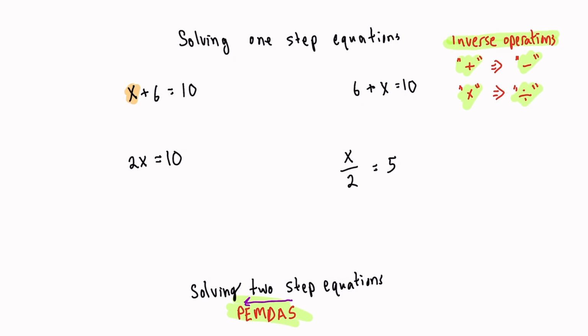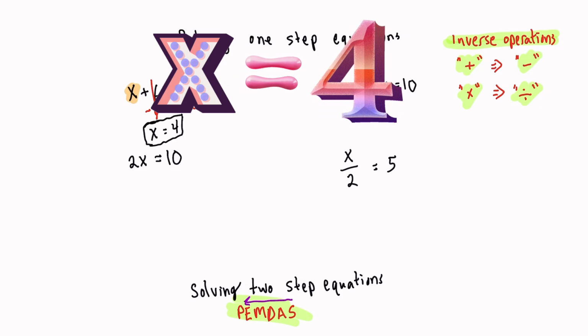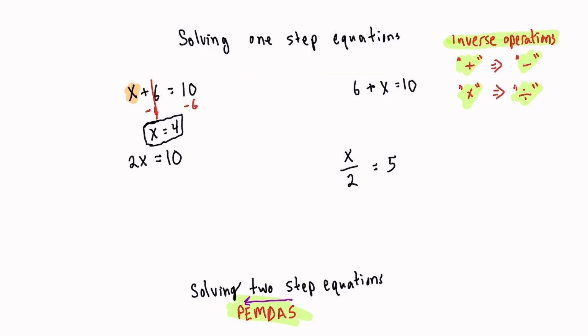So this first one's kind of basic. We have x plus 6 equals 10. The opposite operation of addition is going to be subtraction, so we're going to subtract 6 from both sides. 6 minus 6 is 0, so it cancels out. 10 minus 6 is 4, and we have x equals 4. Final answer. You can see now the x is completely by itself. There's nothing on the same side as the x.